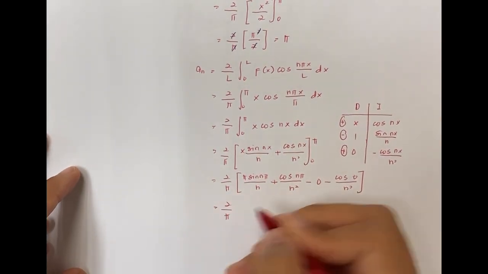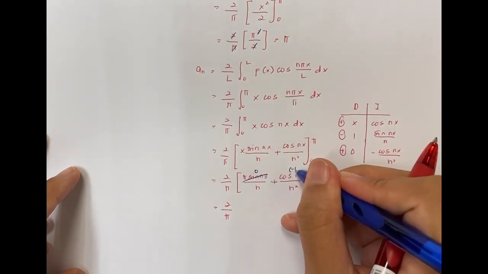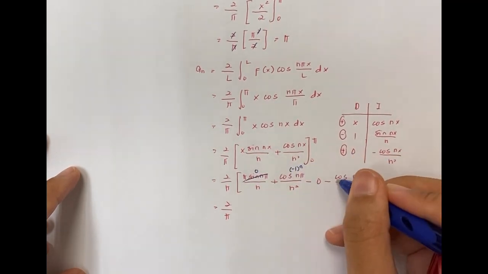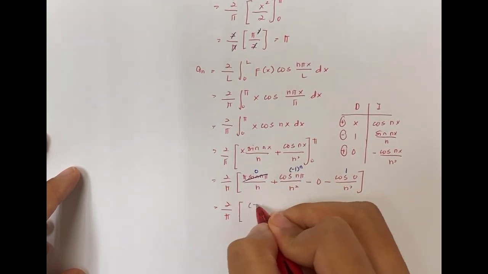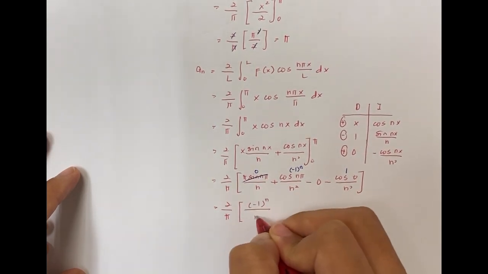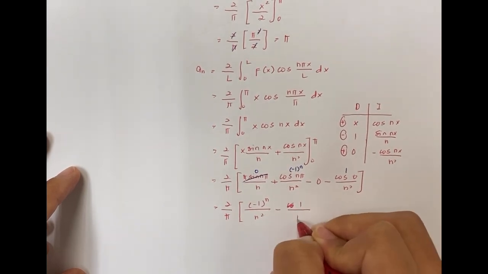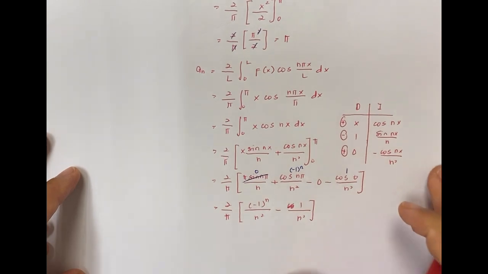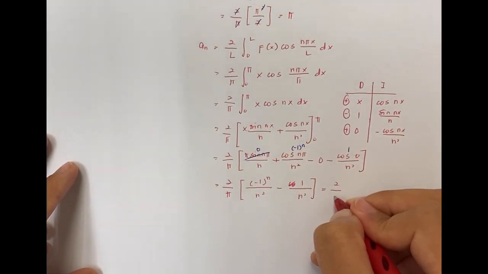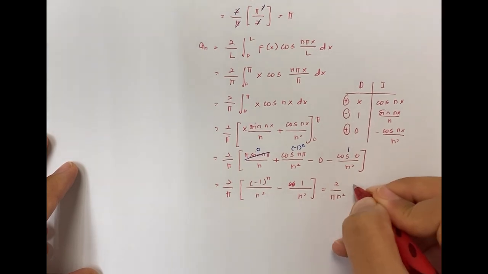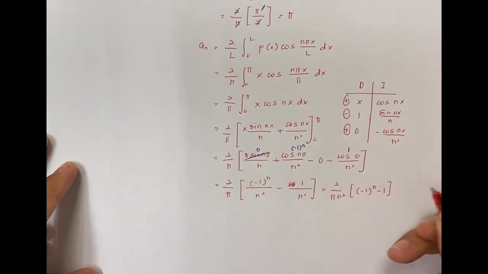2 over pi, sine n pi is equal to 0, cos n pi is equal to negative 1 to the power of n, cos 0 is equal to 1. So we have negative 1 to the power of n over n square minus cos 0, which is 1, over n square. So we have our an equal to 2 over pi n square, negative 1 to the power of n minus 1.